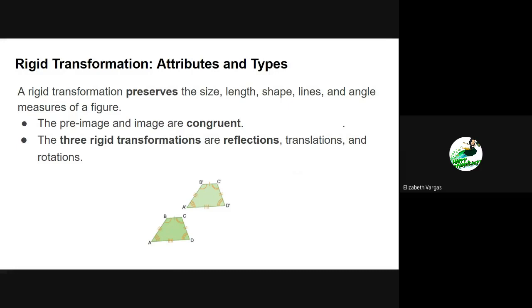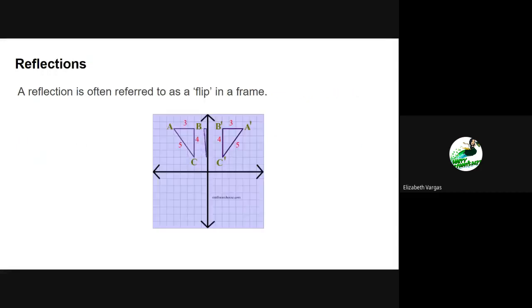We'll be able to differentiate between the pre-image and the image in just a second. There are three types of rigid transformations, and we're going to look at these three: reflection, translation, and rotations, but today we're just going to go over reflections. Okay, so with rigid transformations, everything pretty much stays preserved. The size of the shape does not increase or decrease, it stays the same.